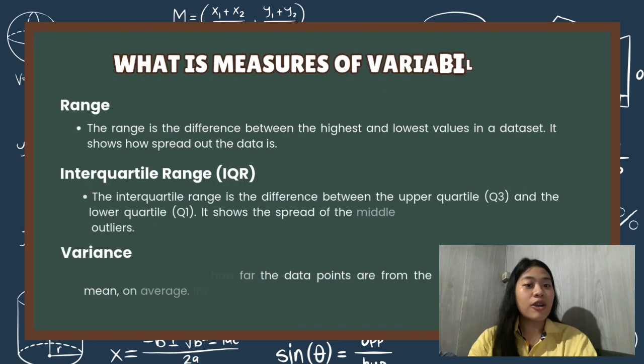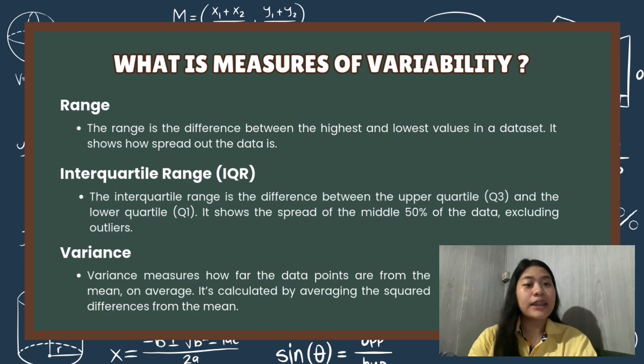Now, let's discuss the common measures of variability. The first one is range. Range is the simplest measure of variability. It's just the difference between the highest and the lowest value in a data set. This gives us a quick idea of how spread out the data is.